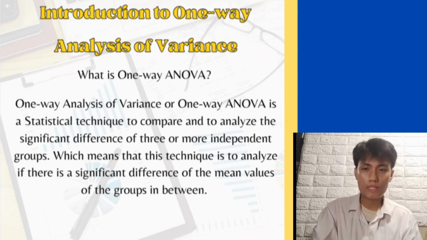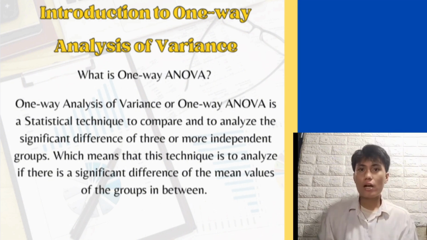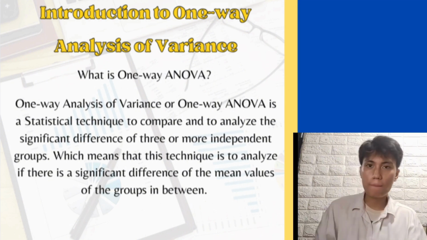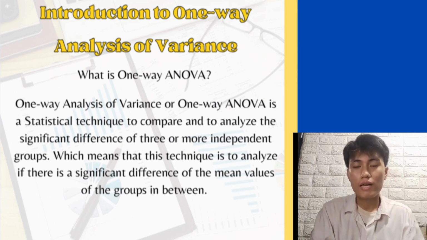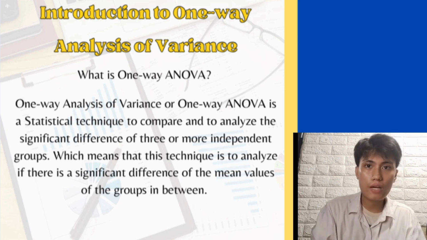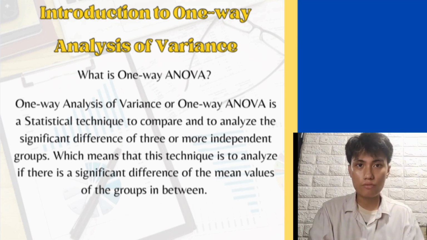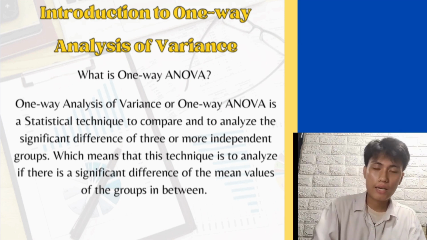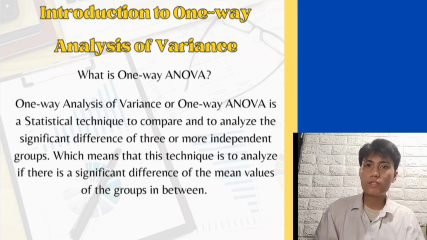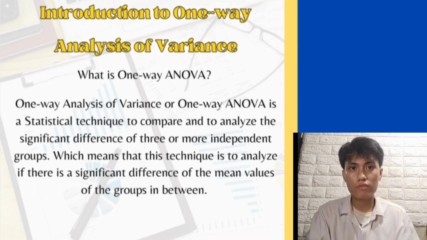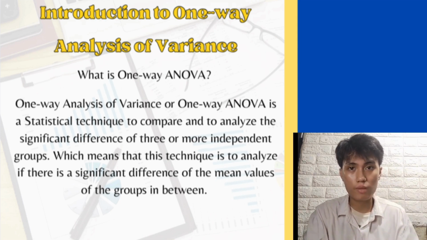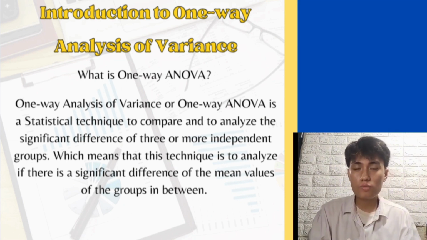So, let's begin. What is one-way ANOVA? One-way analysis of variance or one-way ANOVA is a statistical technique to compare and analyze the significant difference of three or more independent groups, which means that this technique is used to analyze if there is a significant difference in the mean values of the groups in between.